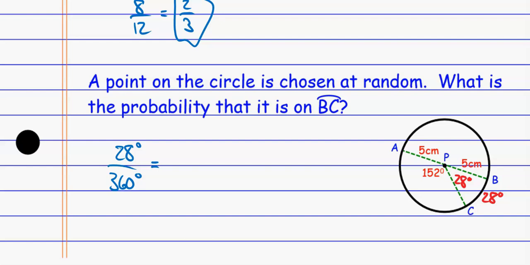Each of these is divisible by 4 for sure. So that divides and gives me a 7. This one divides and gives me a 90. I can drop the degree symbols because they cancel out. And so the probability is just 7 over 90.